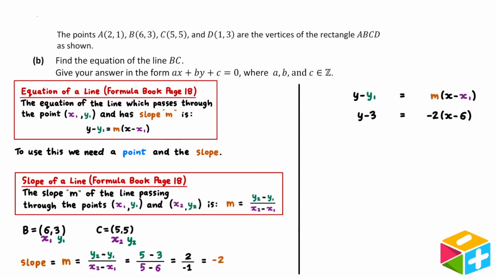From here, I can do some simplification by multiplying out the brackets on the right hand side. Minus 2 times x is minus 2x, and minus 2 times minus 6 is plus 12.